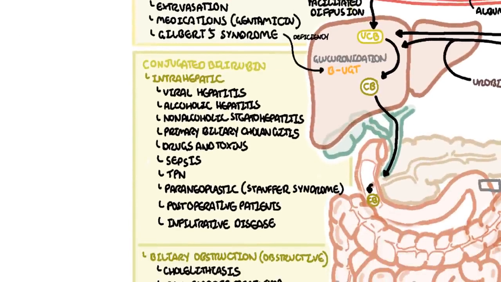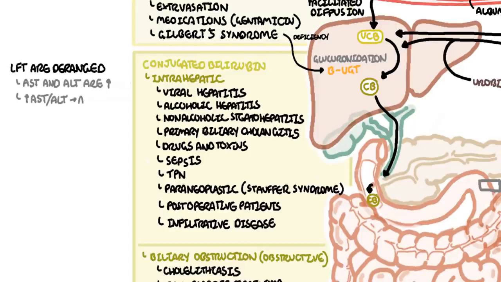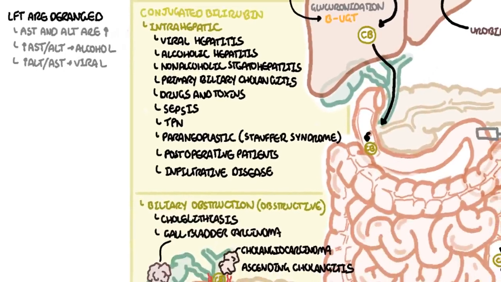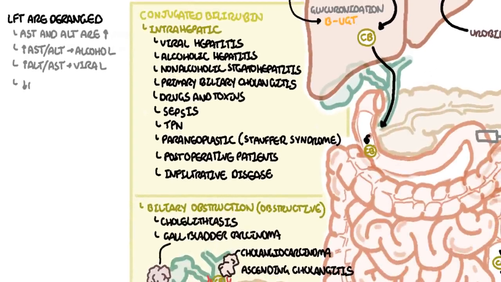For conjugated bilirubin, think about intrahepatic causes of jaundice, which will cause the LFTs to be deranged. The AST and ALT are typically high because it's intrahepatic. High AST to ALT ratio signifies alcoholic hepatitis, whereas high ALT to AST mostly causes other liver diseases, including viral hepatitis. An elevated INR with low albumin would also indicate severe hepatic disease or dysfunction.